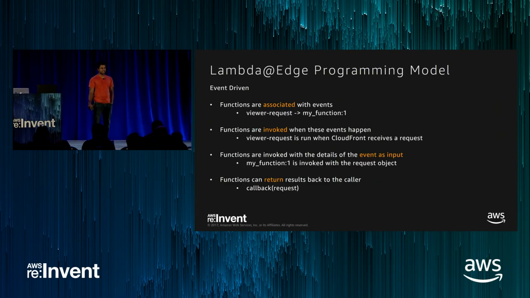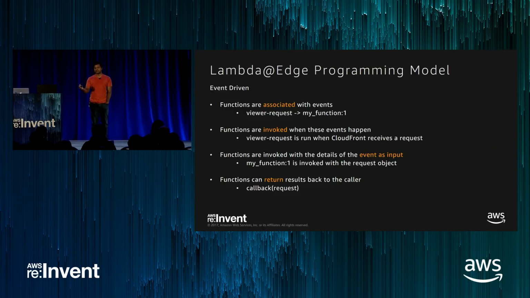For Lambda at the Edge, let's take the example of the viewer request that we saw before. So we would associate a viewer request with some function that you have, in my function. The colon 1 is actually a version. Lambda at the Edge expects that you always associate a version of a function. And if and when CloudFront receives a request, it would invoke this function. And this function would be invoked with the details of that request. Say you want to modify, or say you want to add a header in there.